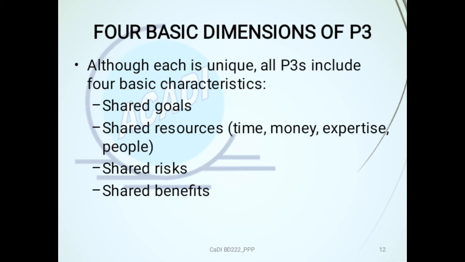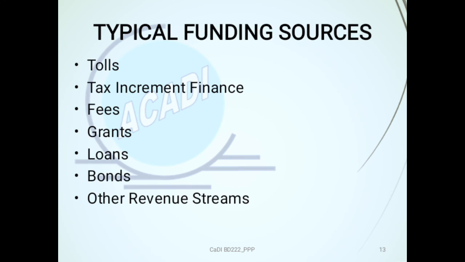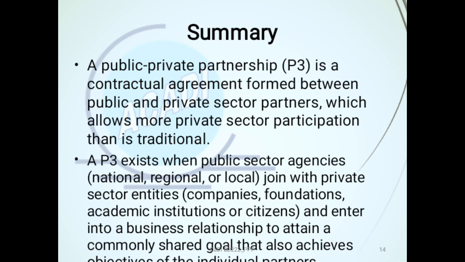Four basic dimensions of PPP. Although each is unique, all P3s include four basic characteristics: shared goals, shared resources, shared risks, shared benefits. Typical funding and sources: we have tolls, tax increment financing, fees, grants, loans, bonds, other revenue streams.